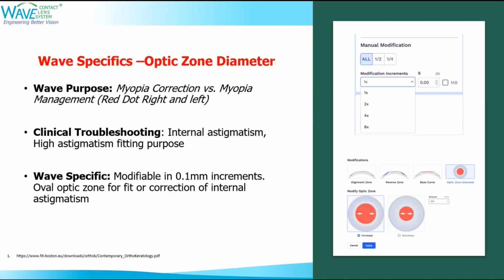The main purpose of this parameter is for the correction of myopia and astigmatism. The zone can be modified in 0.1 millimeter increments. A smaller optic zone is suggested if myopia management is the goal.